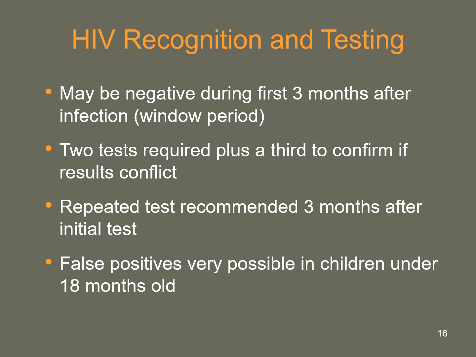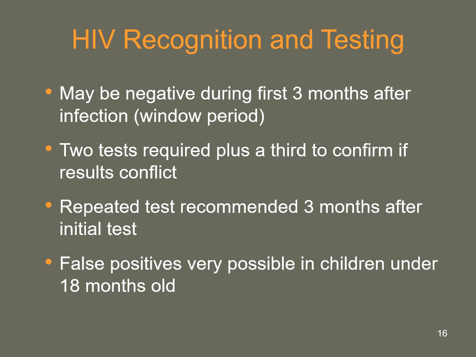HIV recognition and testing. This may be negative during the first 3 months after infection, which is also called the window period. 2 tests are required plus a third to confirm if results conflict. So sometimes if the results are conflicting, you know about the indeterminate. So meaning you need to do furthermore 2 to 3 tests to be able to confirm. So you cannot confirm someone to be HIV positive just on a single test.